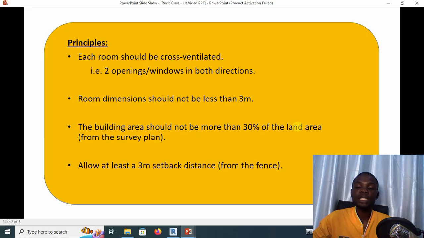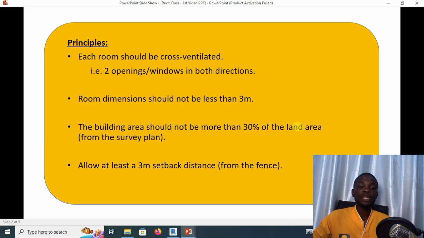Now, the principle states that your building area should not be more than 30% of your land area. What that simply means is if your land area is 600 square meters, then your building area should not be more than 30% of 600 square meters. This is so that you have enough space in the compound for parking areas, for other things as well, for ventilation as well. This is just a standard, right? Of course, it is not compulsory, but it is just advisable to follow the standard.